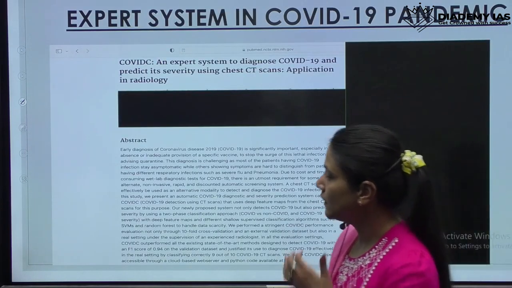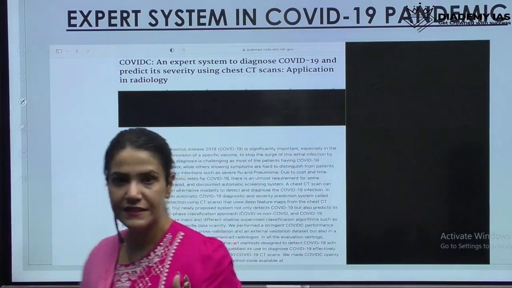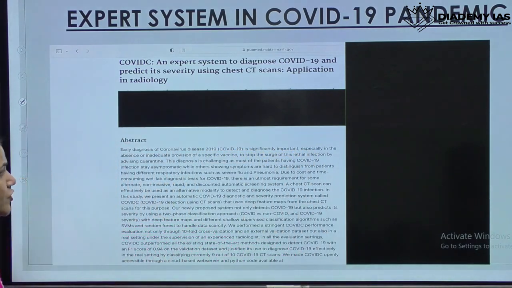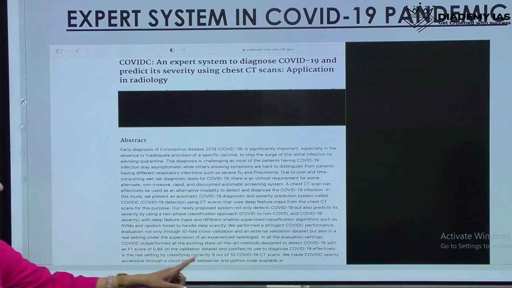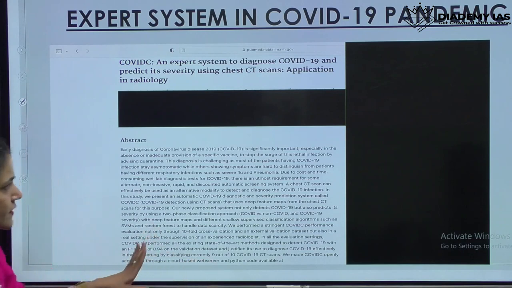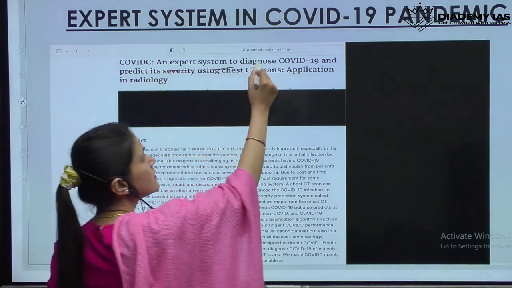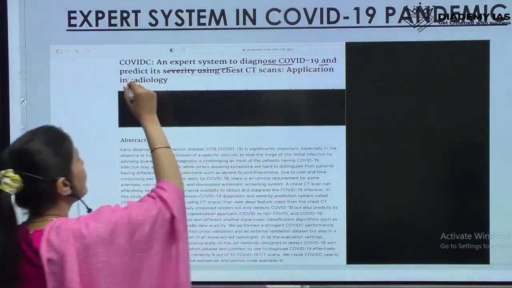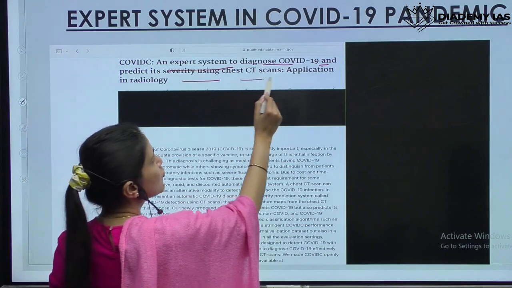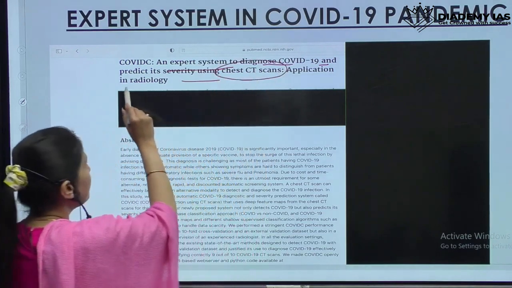Now I have taken a case study here with the COVID expert system that we were just discussing. This is particularly an article that was considered. You can read this article. It came in the news: an expert system to diagnose COVID-19 and predict its severity using chest CT scan, in application in radiology.